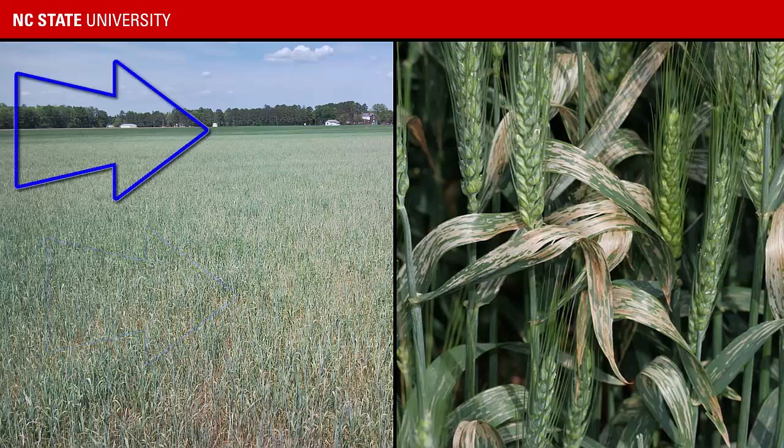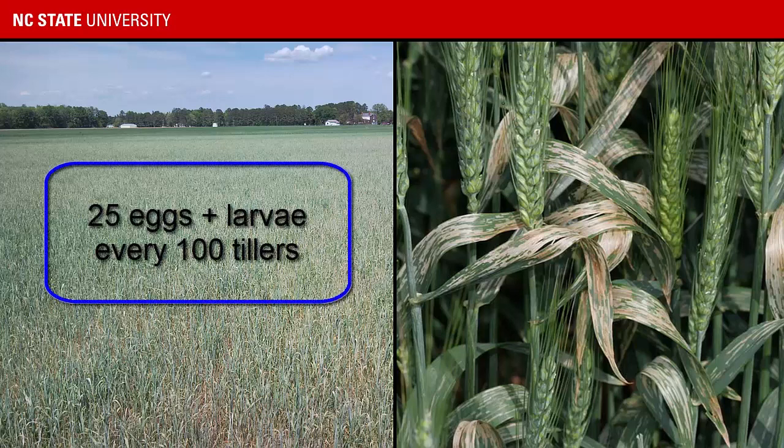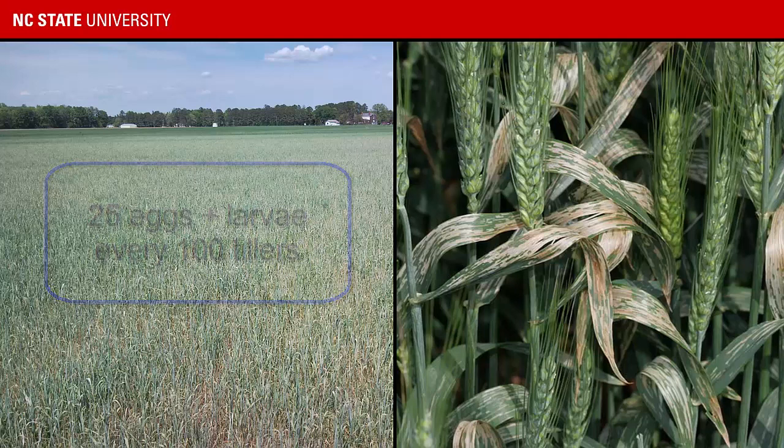Importantly, insecticides are only effective on the larvae and not the eggs, and rain can kill the eggs, so it's important that we don't spray based on eggs because we want to make sure that we have some larvae out there before we treat. Our threshold is 25 eggs and larvae per 100 tillers, so 1 in every 4.